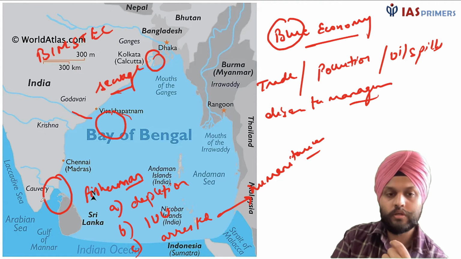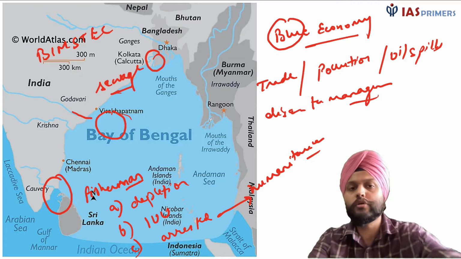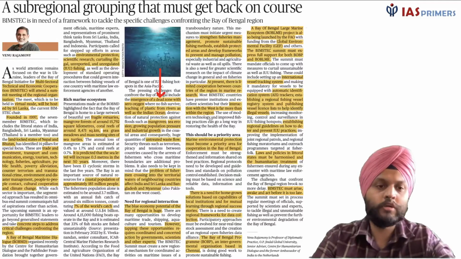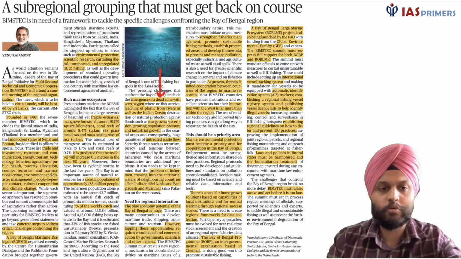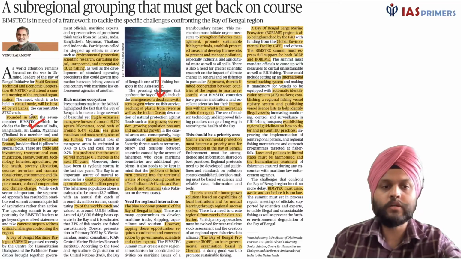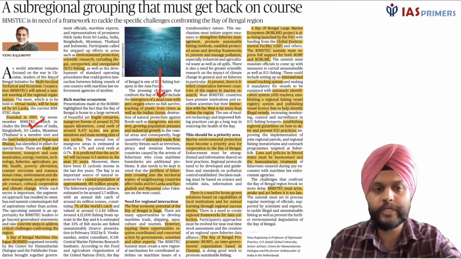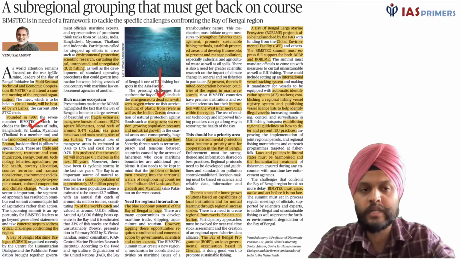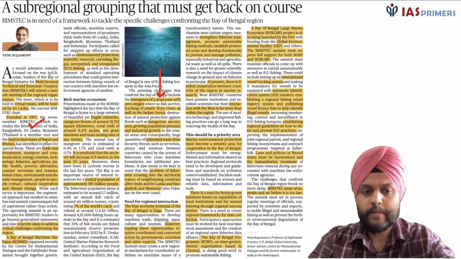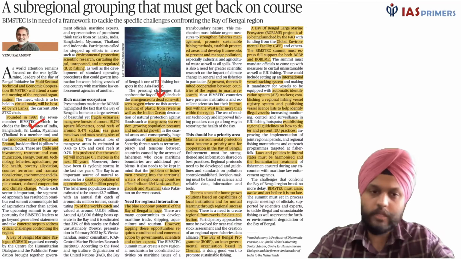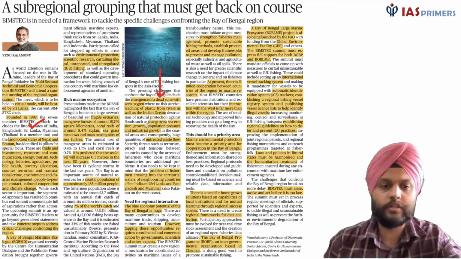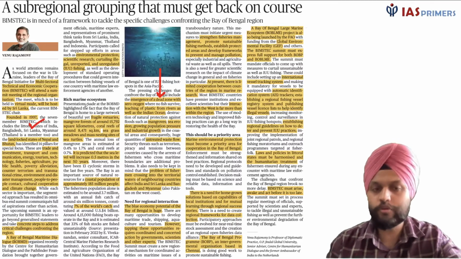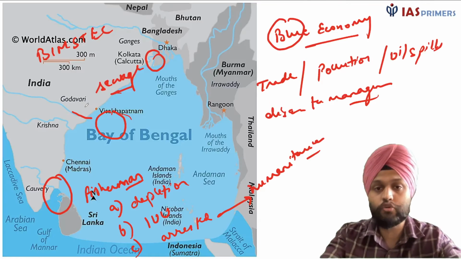BIMSTEC, which is associated with the Bay of Bengal region. Now, it also gives us certain facts about the BIMSTEC, that it was started in 1997. Its full form is the Bay of Bengal Initiative for Multi-Sectoral Technical and Economic Cooperation. Then some facts are given over here, that there is a fragile estuary, there are mangrove forests, so that is getting affected. So mangroves in this region.